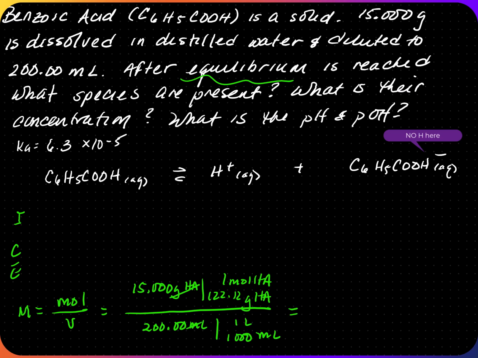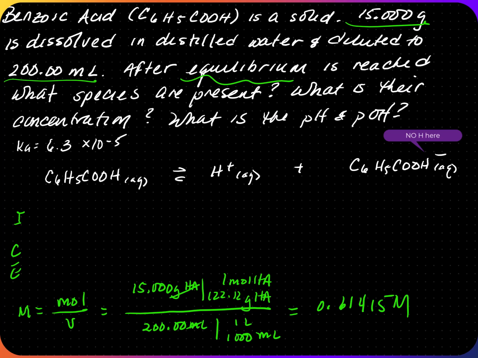This is equal to 0.61415, and there are 5 sig figs because there are 5 in the mass, which is decimal significant digits, so those zeros are significant, and the volume is also decimal significant digits, so all the zeros are significant. This is the initial concentration of benzoic acid. No other information is given, so this is not a common ion effect. It's just a regular ICE table.